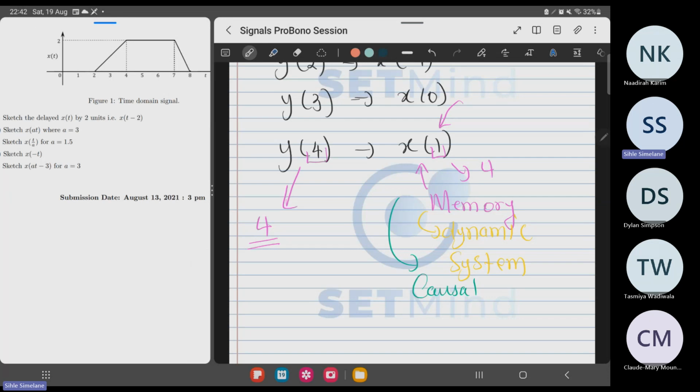Then linearity, it's what we're doing in calculus. Time invariant, we do a shift on the x and see if it will cause an equal shift on the y. If it does not, then we conclude otherwise.